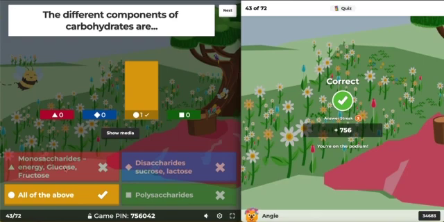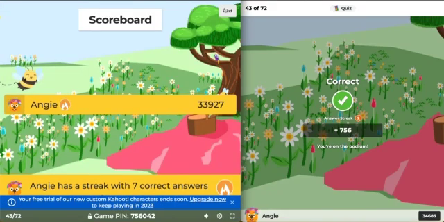Monosaccharides, as you can see, are just going to produce energy: glucose and fructose. Disaccharides produce sucrose and lactose, and polysaccharides are going to be multisaccharides. There are other forms of carbohydrates.